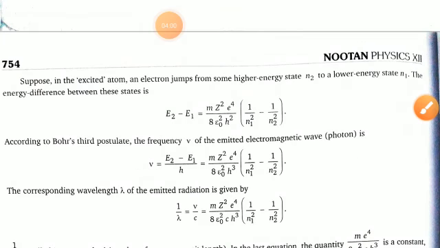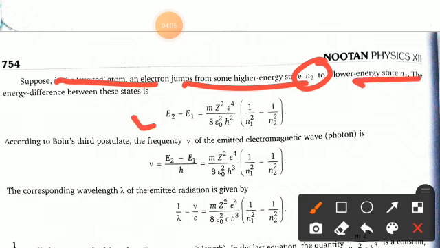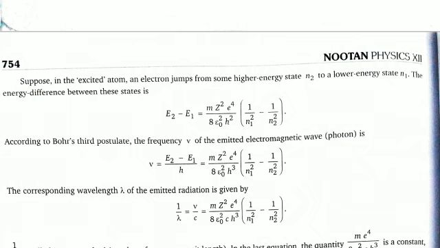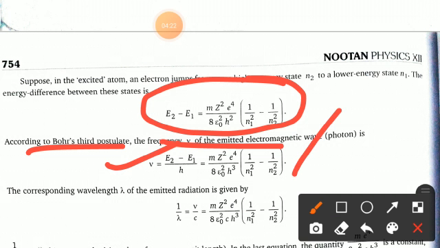Now you can see here, suppose in the excited state an electron jumps from some higher energy state n2 to a lower energy state n1. In that case you have to subtract the energy levels, E2 minus E1, and finally you will get this expression. Now according to the Bohr third postulate, the frequency of the emitted photon is how much? E2 minus E1 by h. Clear? And this comes out to be this much.